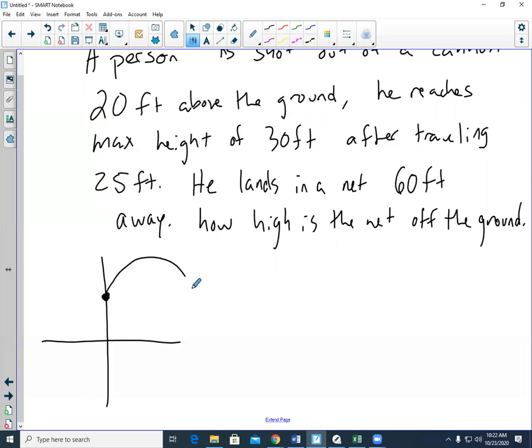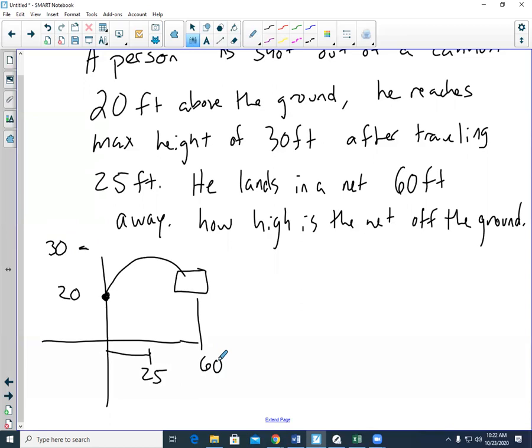Okay, so I know for sure that he is going to reach his max height after traveling 25 feet, and his max height is 30. I know that he started at 20, and I know that he is landing in a net that is 60 feet away. Right? So I've done nothing other than put what was in the actual paragraph onto a picture. But I should be able to come up with quite a few different things about that. Now, if I'm trying to figure out exactly how far away something is or how high up something is, then the best way to do that is with an equation.